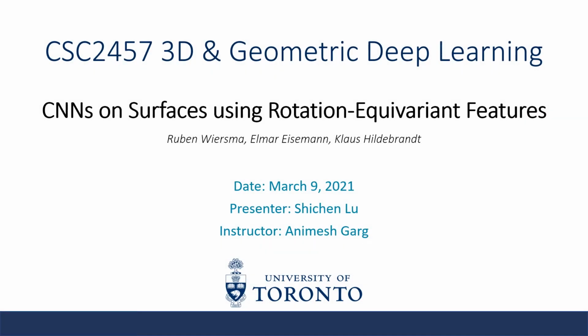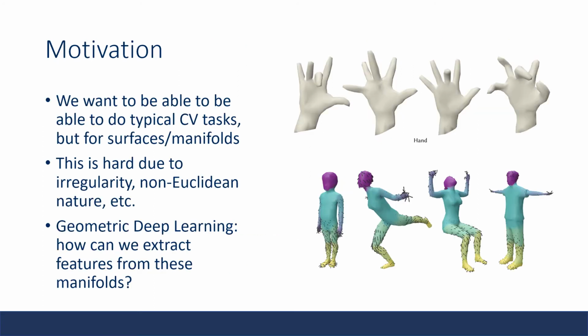Hi, my name is Shichen Lu, and I'll be presenting CNNs on surfaces using rotation-equivariant features. The general motivation is that we want to be able to do typical computer vision tasks, but for surfaces or manifolds. However, this is hard due to the irregularity and non-Euclidean nature of these surfaces.